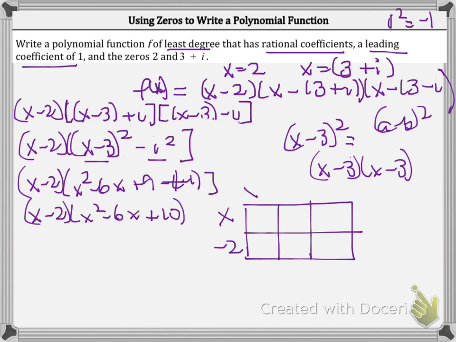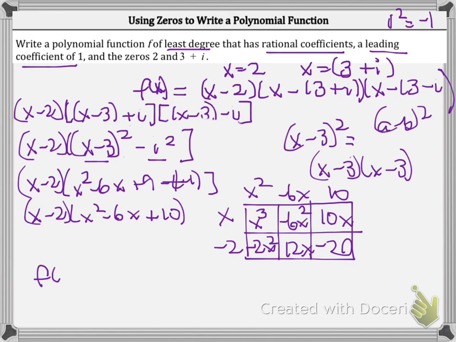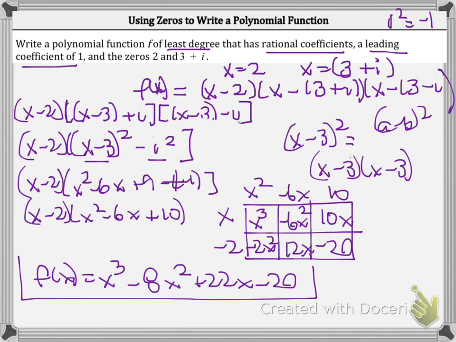x and -2, x squared minus 6x plus 10. This is x cubed minus 6x squared plus 10x. -2x squared, this is plus 12x, and -20. And if we simplify all the way, our function would be x cubed minus 8x squared plus 22x minus 20. And notice again, this is a function of least degree, has rational coefficients, there are no i's in there, and a leading coefficient of 1.